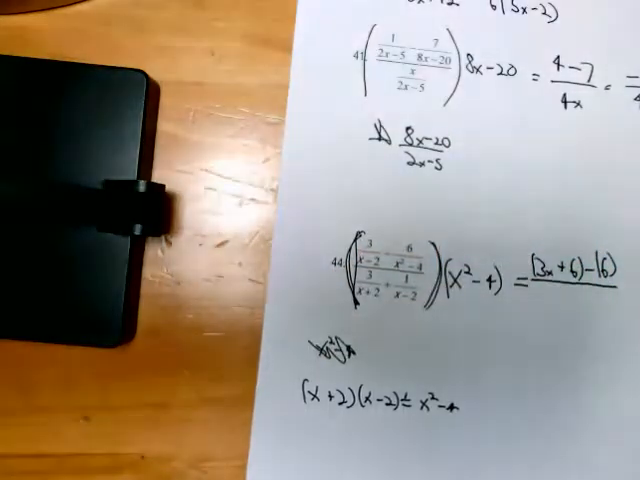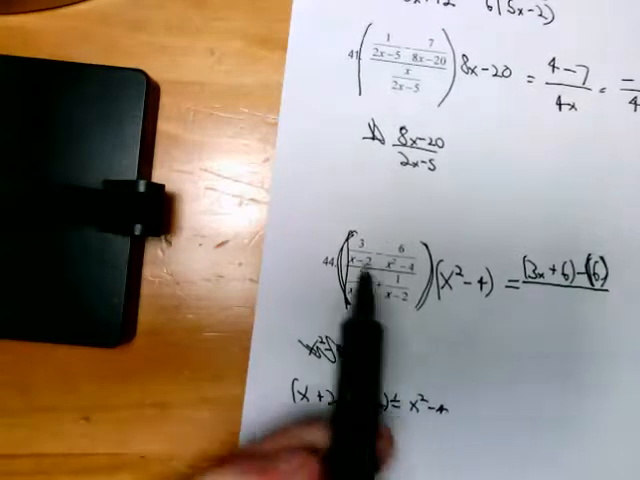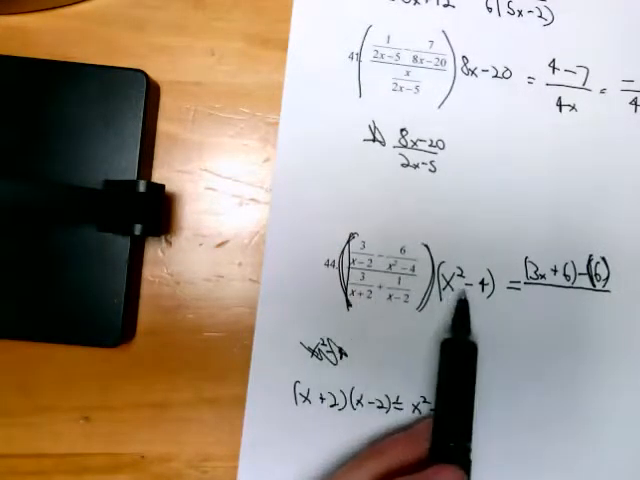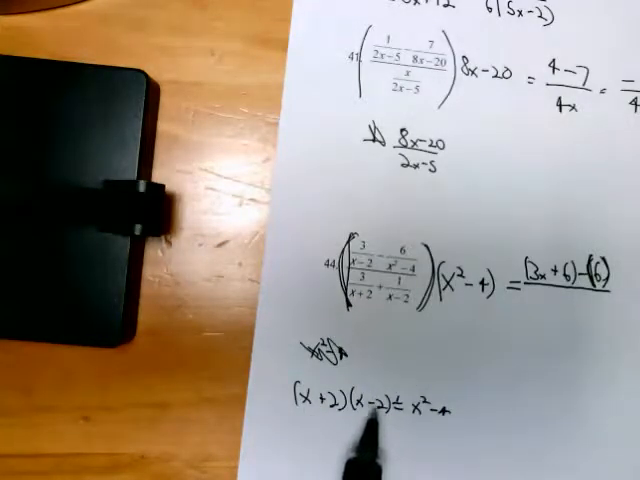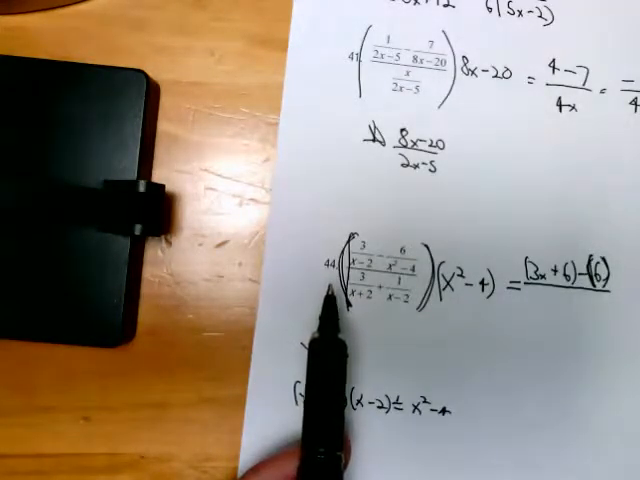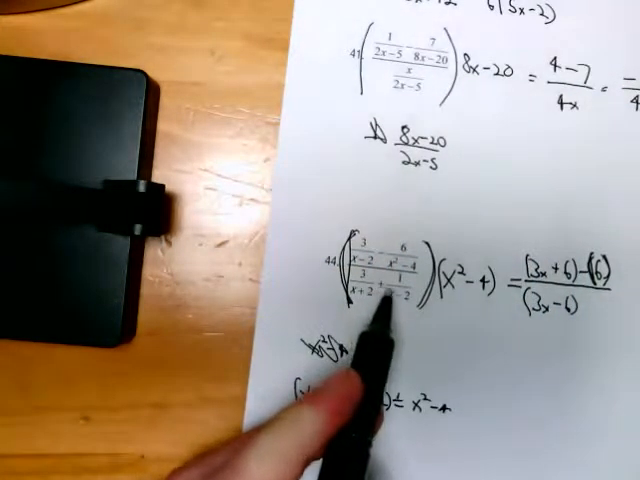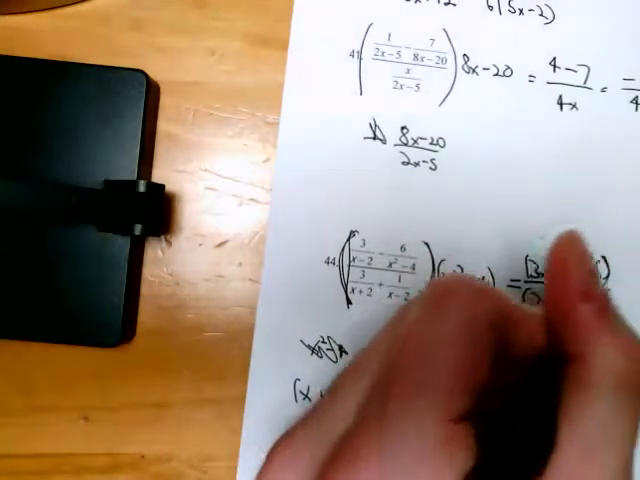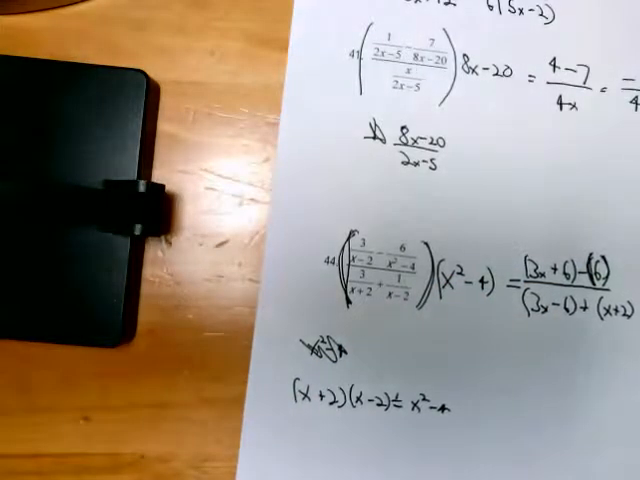Let's move to the denominator. You just go through all of these one at a time and figure it out. So 3 over x plus 2 times x squared minus 4: the x plus 2 cancels out, so it's going to be x minus 2. So 3 times x minus 2 is 3x minus 6. And then 1 over x minus 2 times x squared minus 4 is going to be plus x plus 2. Yeah, that's what we got here. Let's move on.